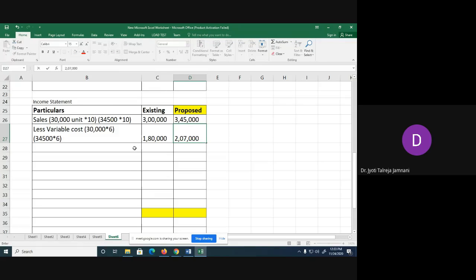When you minus it, you will get the contribution. Contribution is sales minus variable cost. So 3 lakh minus 1 lakh 80,000 is 1 lakh 20,000. And 3 lakh 45,000 minus 2 lakh 7,000 is 1 lakh 38,000. From this, next we minus the fixed cost. So we write less fixed cost.